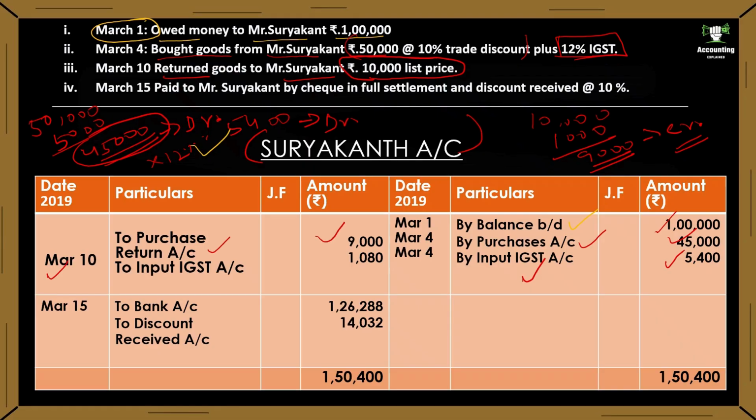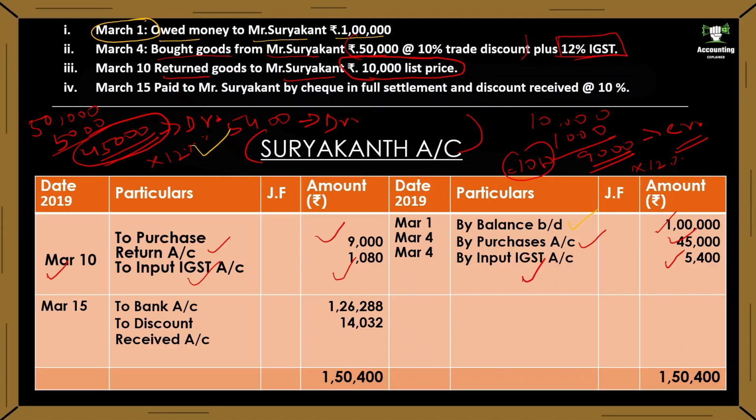On that, there will be IGST. Even when you return, IGST will be calculated. 9,000 into 12%, it is 1,080. So that input IGST will usually be debited. Now you are returning it. So it will be credited in the journal. So in the ledger, it will be debited to input IGST 1,080 rupees.